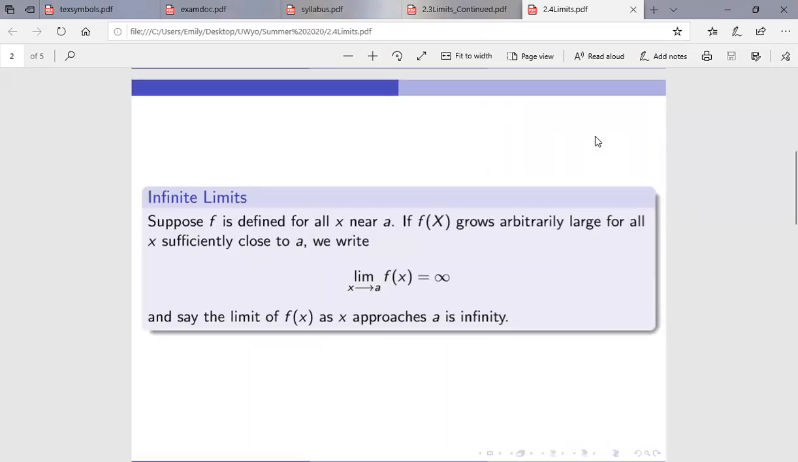Suppose f, a function, is defined for all x near a point A. If f of x grows arbitrarily large for all x sufficiently close to A, we write the following and we say that the limit of f of x as x approaches A is infinity. So what exactly does that mean? Let's go ahead and look at an example really quick.